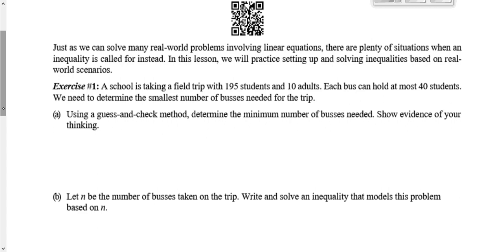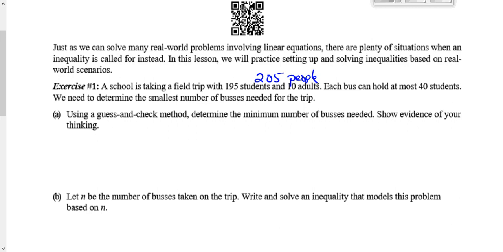Thank you very much. And exercise 1 here, we're going to skip part A, but let's read that. We have a school trip. A school is taking a field trip with 195 students and 10 adults. How many people is that altogether? 205 people, right? So it might be helpful to jot that down. So we'll just say 205 people.